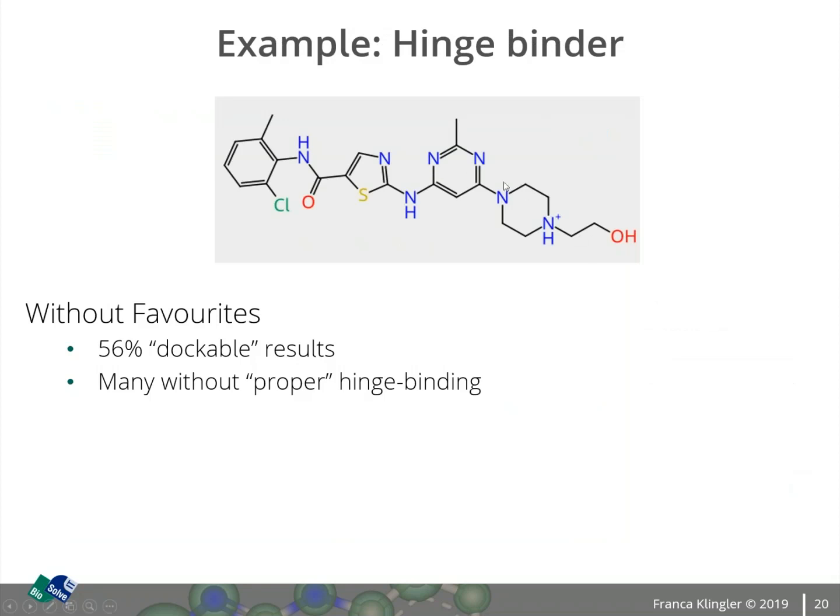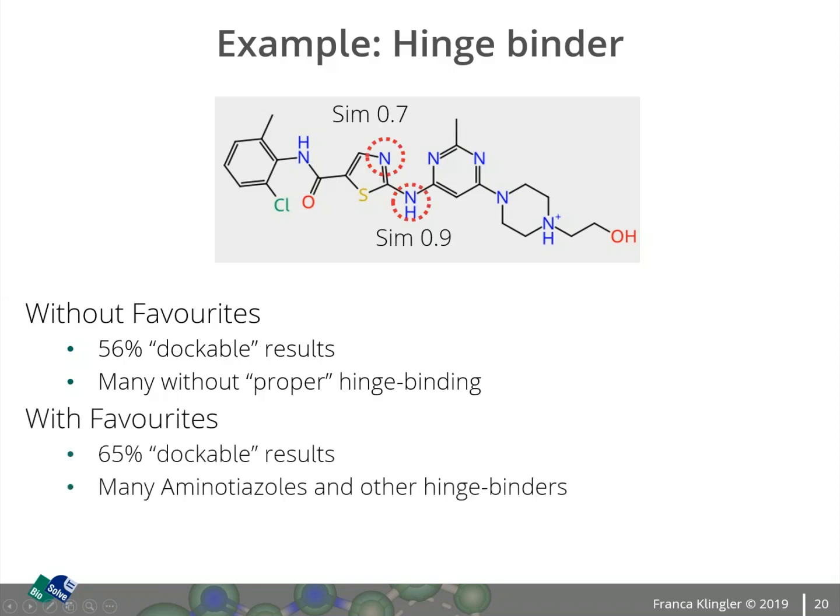So I've looked for this molecule in the space, and without setting any favorites, and did a docking study afterwards. I could only about dock half of the molecules, and there was not the proper hinge binding motif retained anymore. So many of them bound in a quite weird way. And then I introduced minimum similarity on either the nitrogen of the thiazole and of the amine group here. And with those favorite definitions, I could dock a way higher number, and lots of them showed quite standard hinge binding motifs, and I retained many amino thiazoles as well.